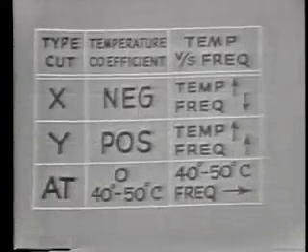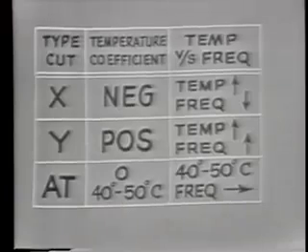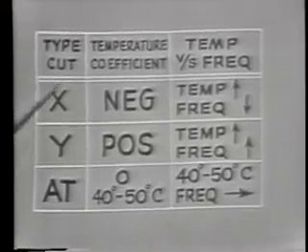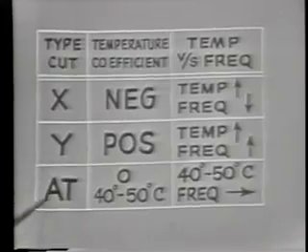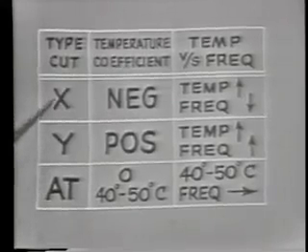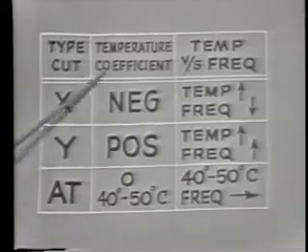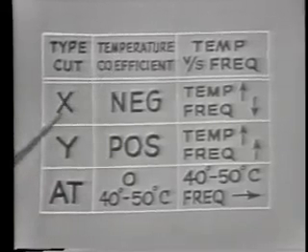Temperature coefficient is actually the effect that a change in temperature will have on the frequency of the crystal. Now, let's compare the temperature coefficients of the three cuts that we just considered, the X, Y, and AT cut crystals. To do that, we'll use this chart. On the left, we're indicating the type of crystal cut, the X, Y, and AT. Let's begin then with the X cut. The temperature coefficient of the X cut is negative.